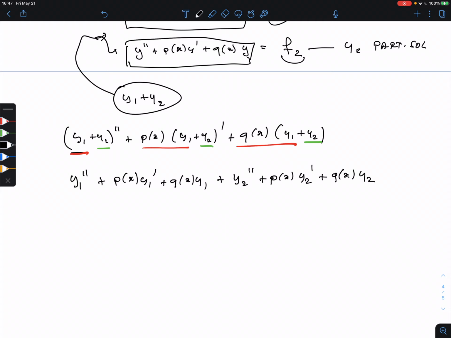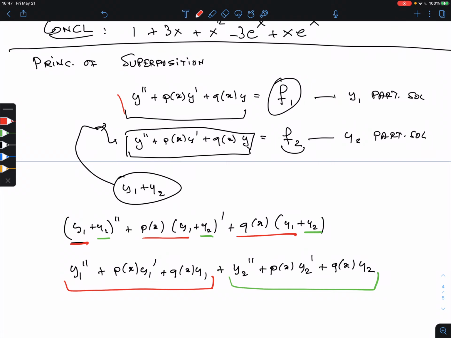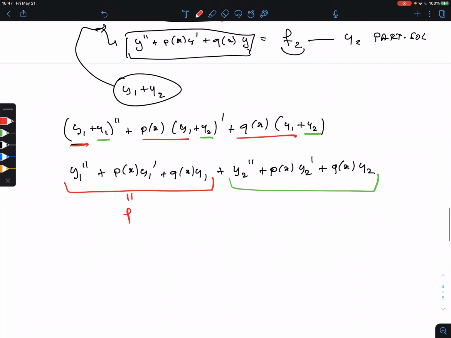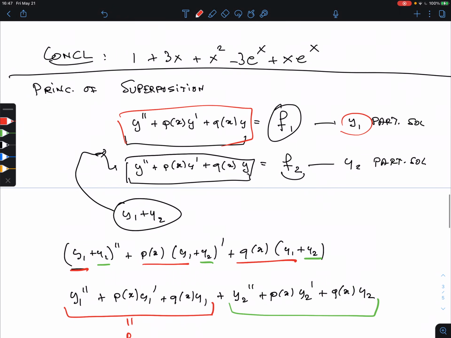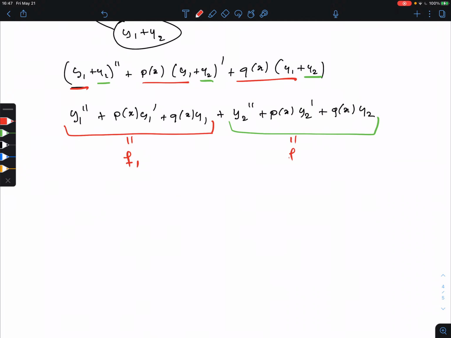Okay? So if I plug in y1 plus y2 in this homogeneous part, then I actually get two parts. This one, let me use the colors. The red one comes from y1 and the green one comes from y2. If I plug in y1, I get f1. So this is f1. And I also said that if I plug in y2 in here, I get f2. That's what it means to be a particular solution. So this is f2.